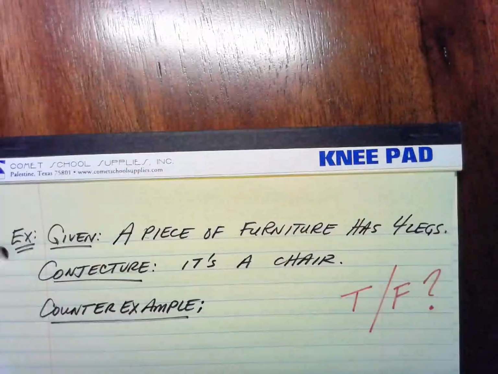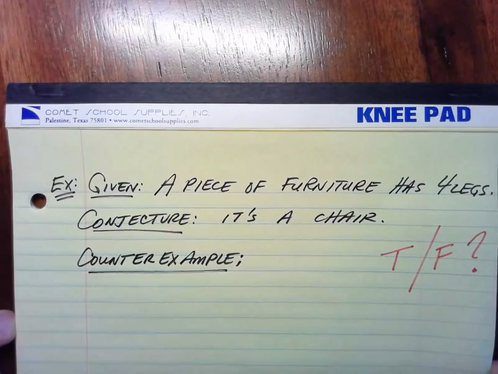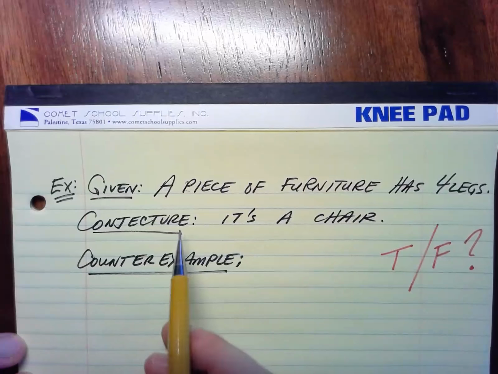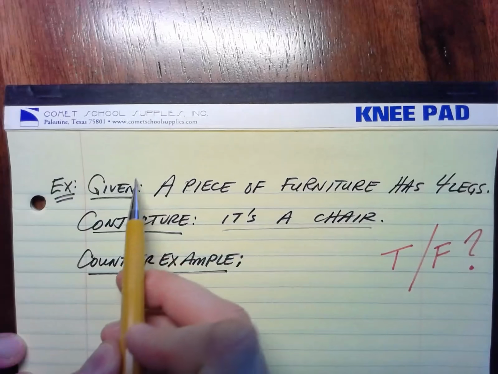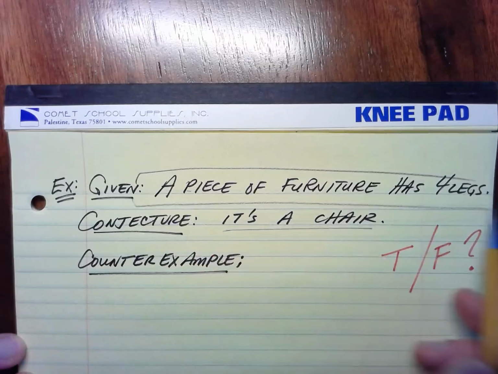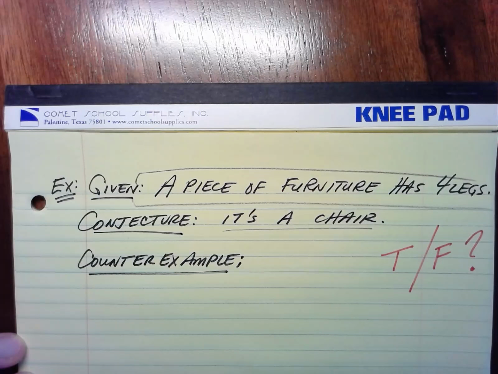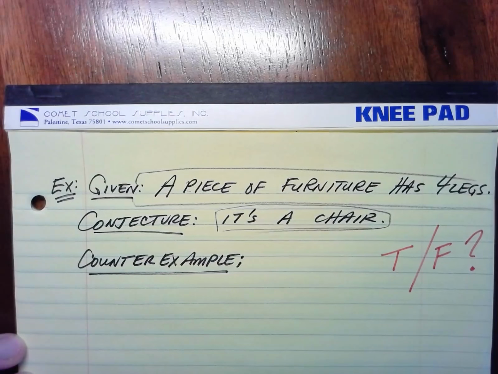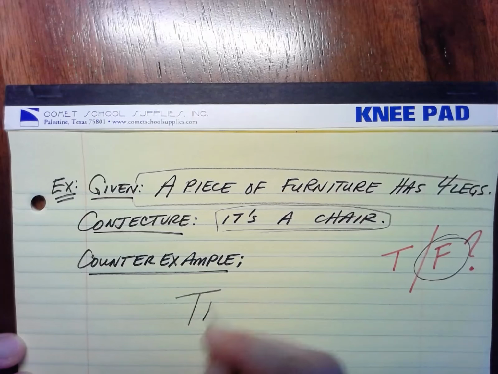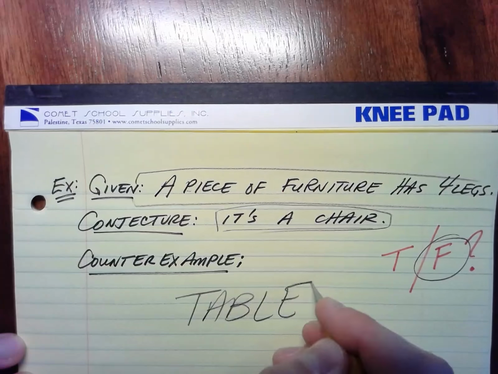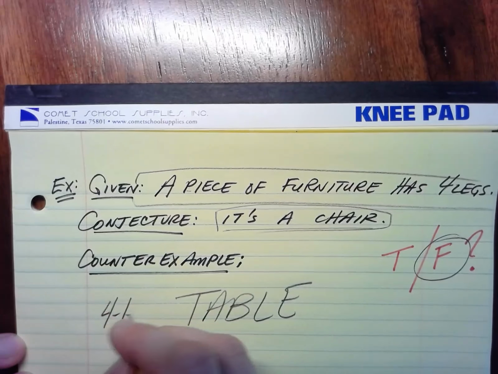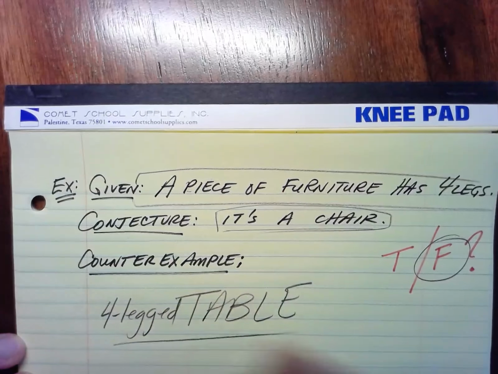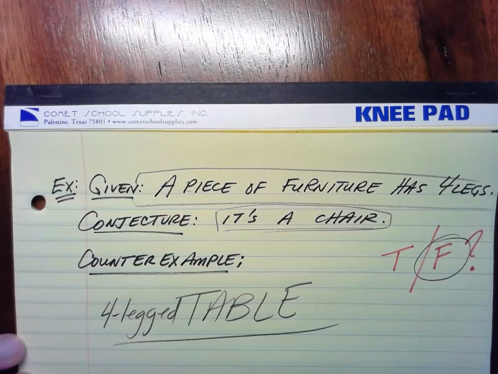A couple of other examples here. Given a piece of furniture has 4 legs, then the conjecture is it's a chair. So remember, we know this is absolutely true. It's a piece of furniture, it has 4 legs, and then we assume it's a chair. Is that true or false? Well, it's false. What about a table? A 4-legged table. There's a counterexample.